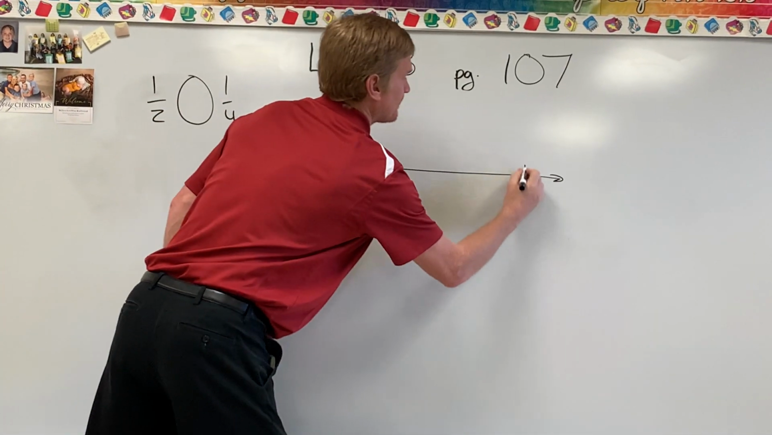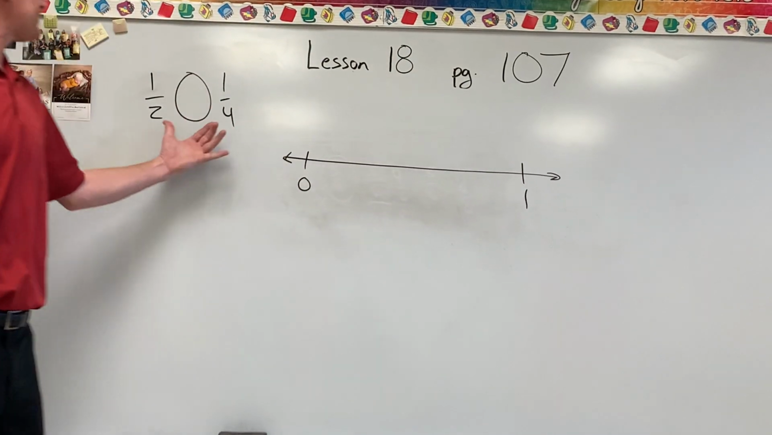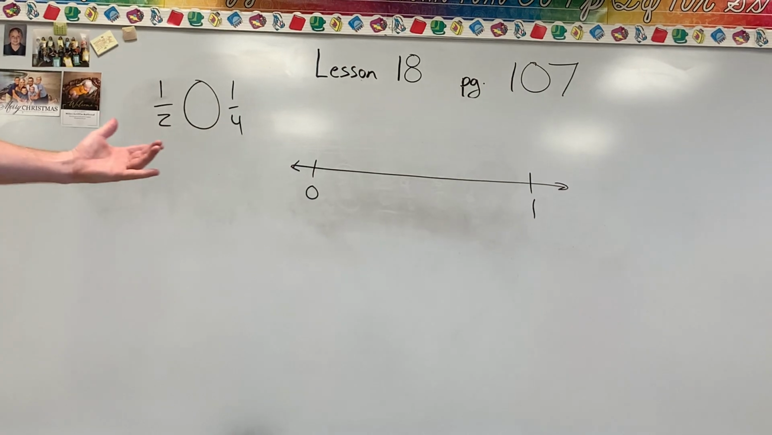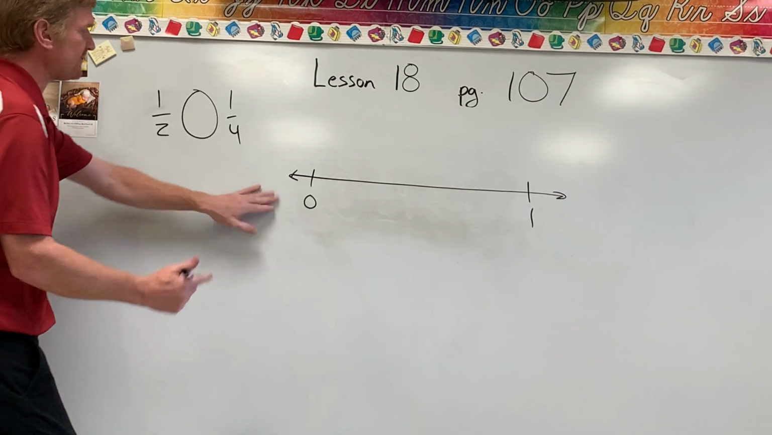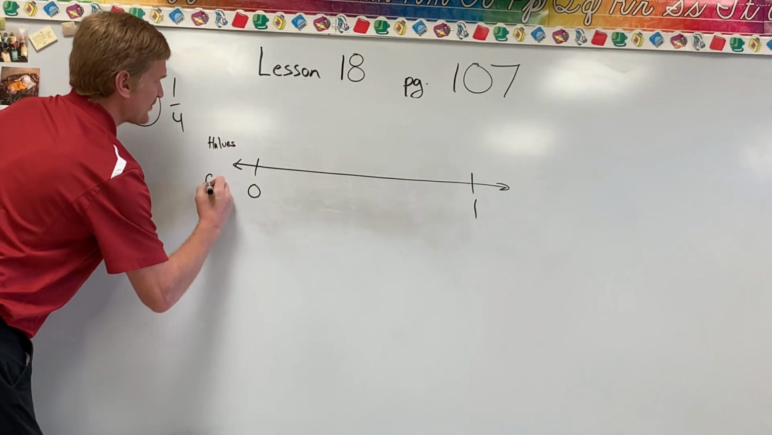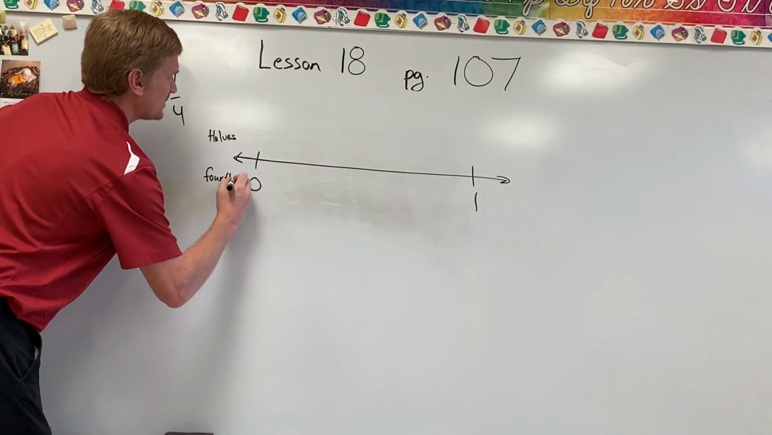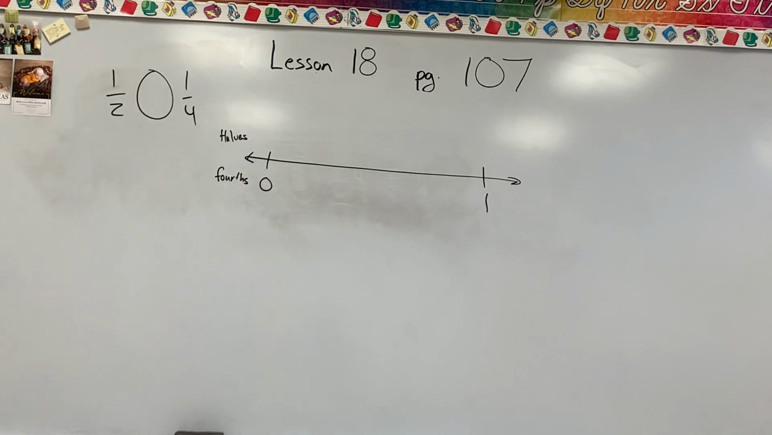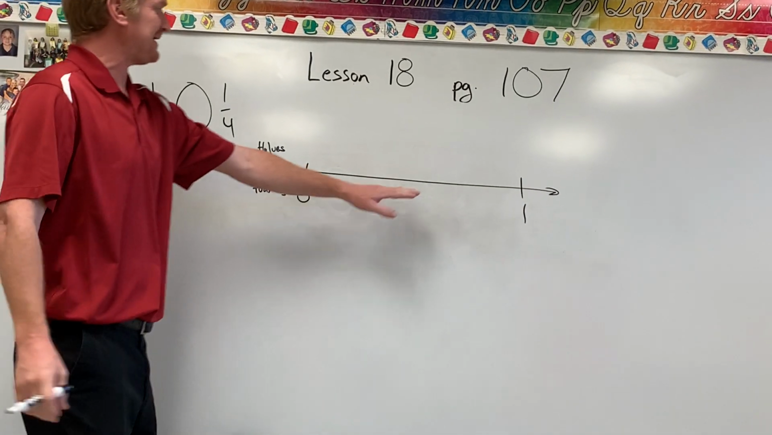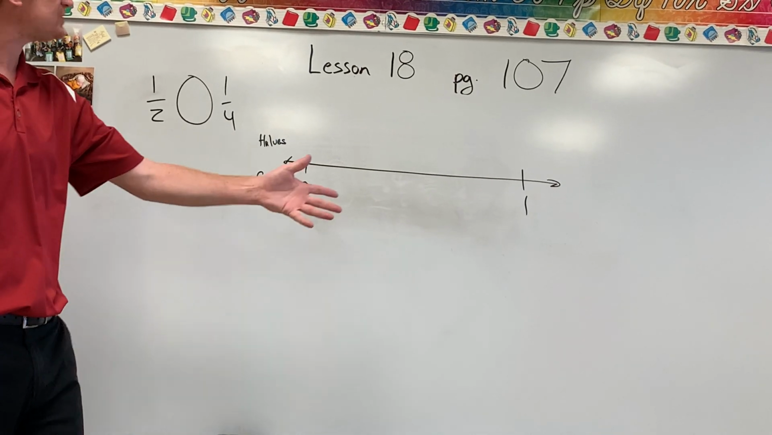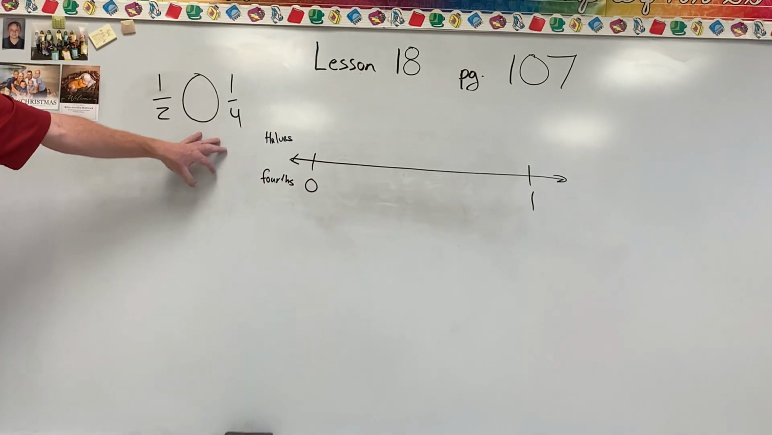Got 0, got 1. And this problem is going to be like the one we started with earlier today, where we're going to have halves at the top, fourths at the bottom, and then you're going to compare which one is greater. Okay? So on your number line, go ahead and break it into halves first, and then break it into fourths and label each, and then compare the two. Go ahead and get started.